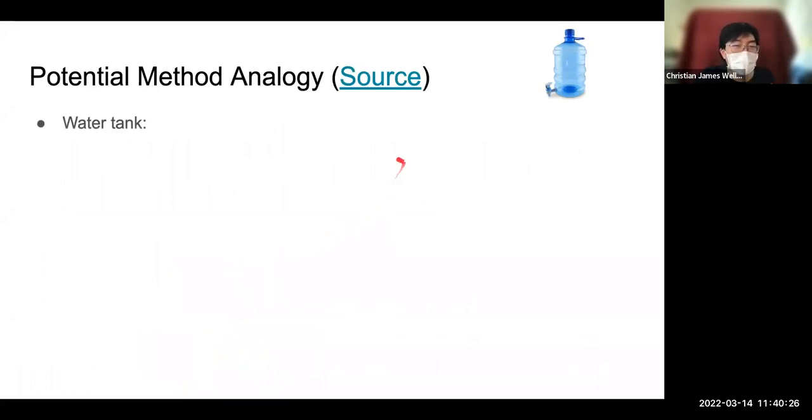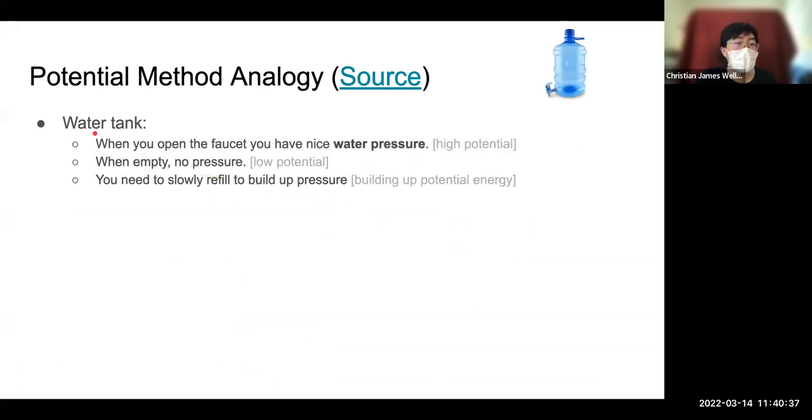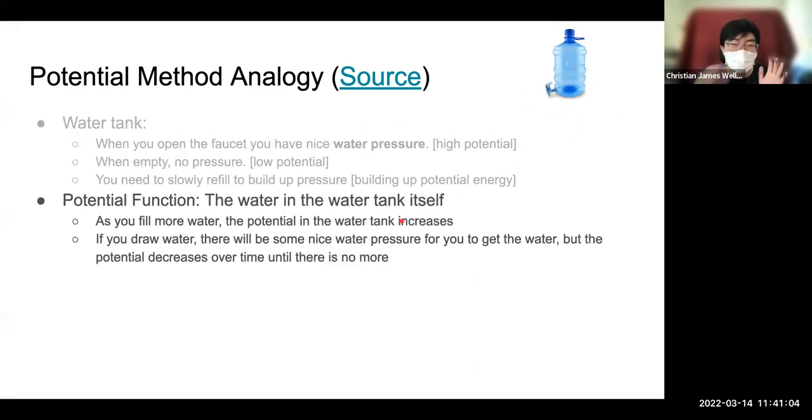Here's an analogy which I found on Stack Overflow. It's hard to find a good analogy for the potential method, and I didn't think that this one clicks that much, but I'll try. Maybe it clicks for some of you. The analogy is a water tank. When you open the faucet on a water tank, you have a nice water pressure if you have a lot of water inside it. It's high potential if there's a lot of water. But if it's empty, then there's no pressure, so you need to slowly refill. If you refill the water inside the tank, it builds up more pressure, like building up potential energy. If some of you are physicists here and find this very strange, please bear with me.